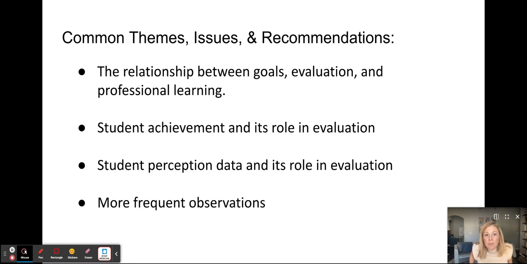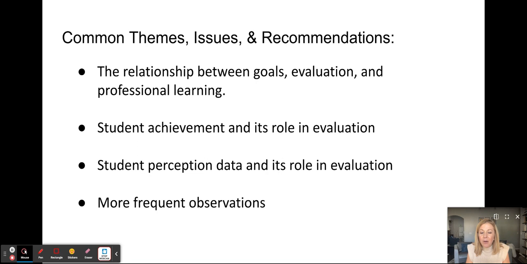So here are some common themes, issues, and recommendations that you made in this module tool. The first thing that came up was this relationship between professional goals, evaluation, and professional learning. There were instances where it wasn't aligned, it wasn't clear, and some people made the recommendation to tighten that up, and this is something we're going to talk about in further modules.